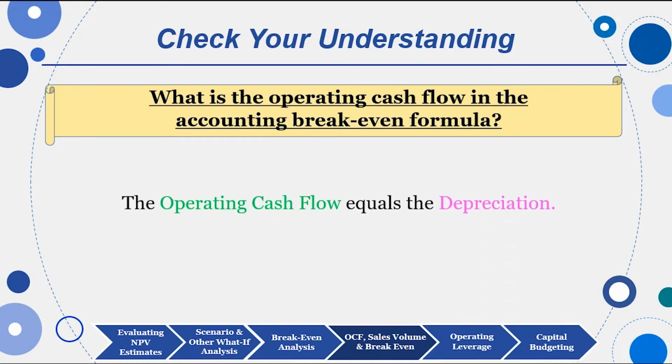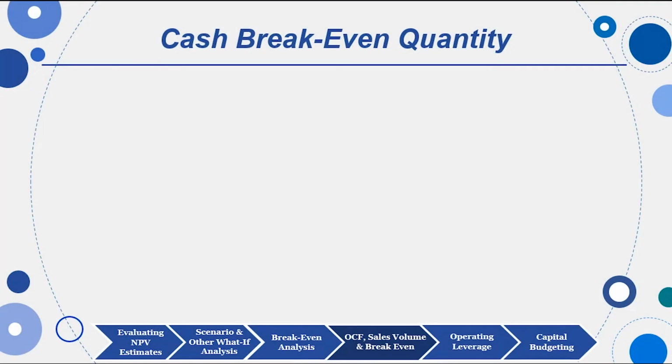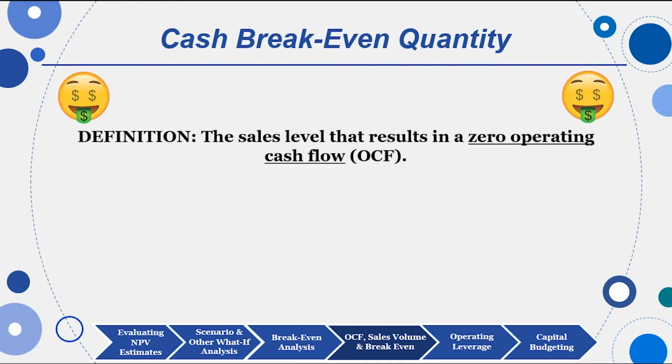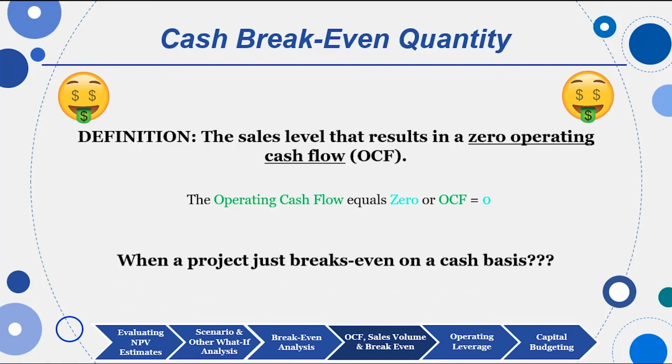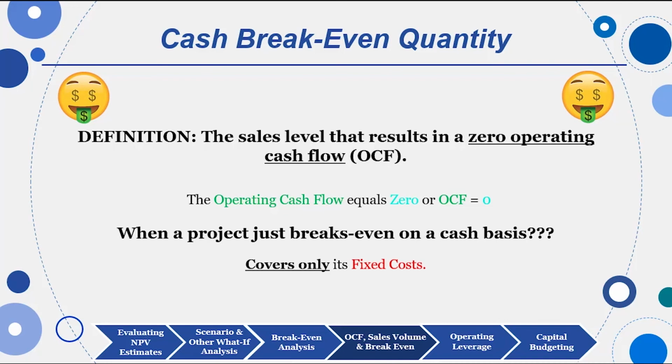What's OCF in accounting break-even? We've proven it's equal to depreciation. So please remember that very important concept. Cash break-even point is the point where OCF equals 0. So the sales level I need to make and sell just to break even on an OCF basis, OCF equals 0. So fixed cost plus 0 over P minus V will be the break-even quantity.